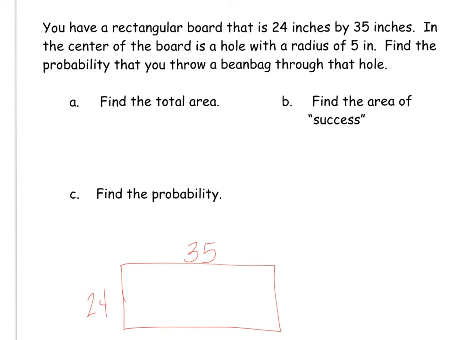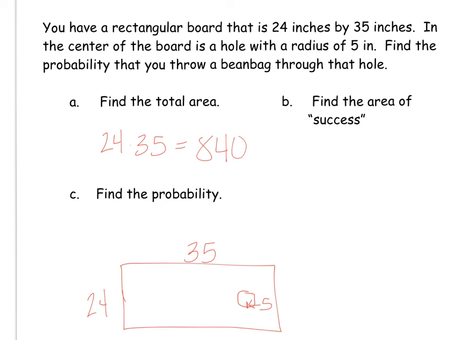So we're playing bags. We want to find the area. This right here is a radius of 5. So you can see my picture. It's not the greatest, but you can kind of see it. Find the probability that you throw a beanbag through that hole. We want to find the total area first. My total area is length times width, 24 times 35, which is 840.